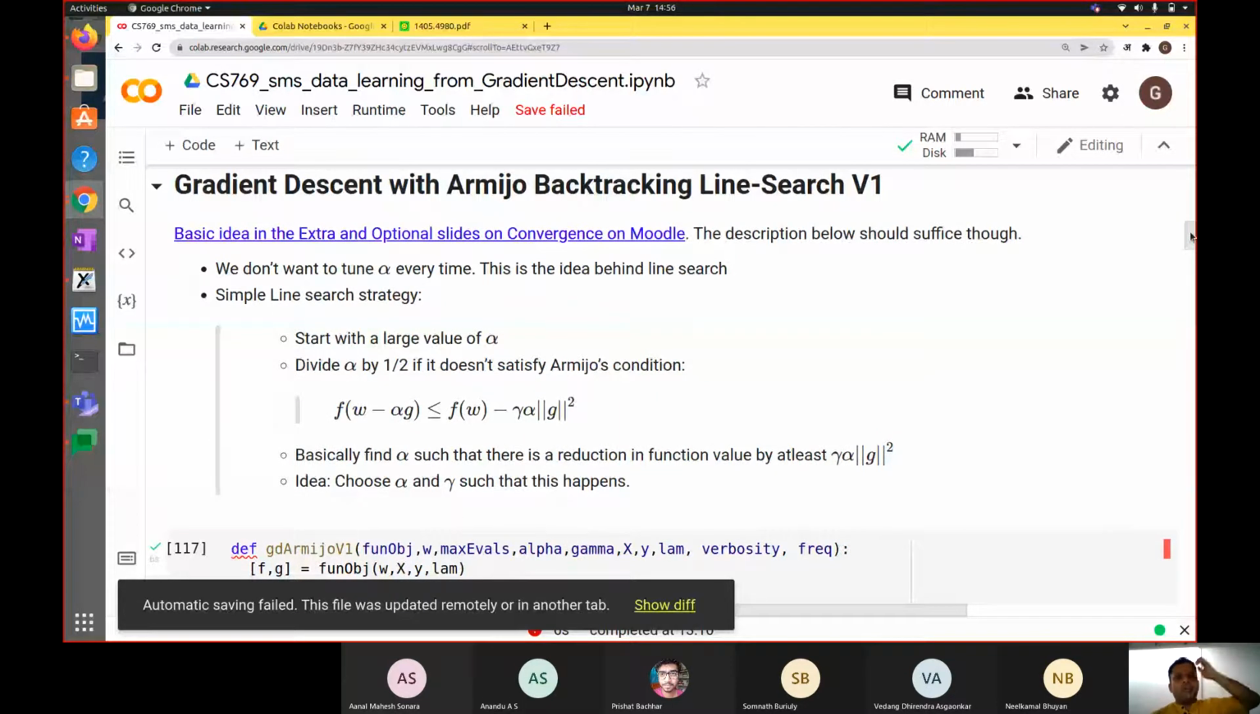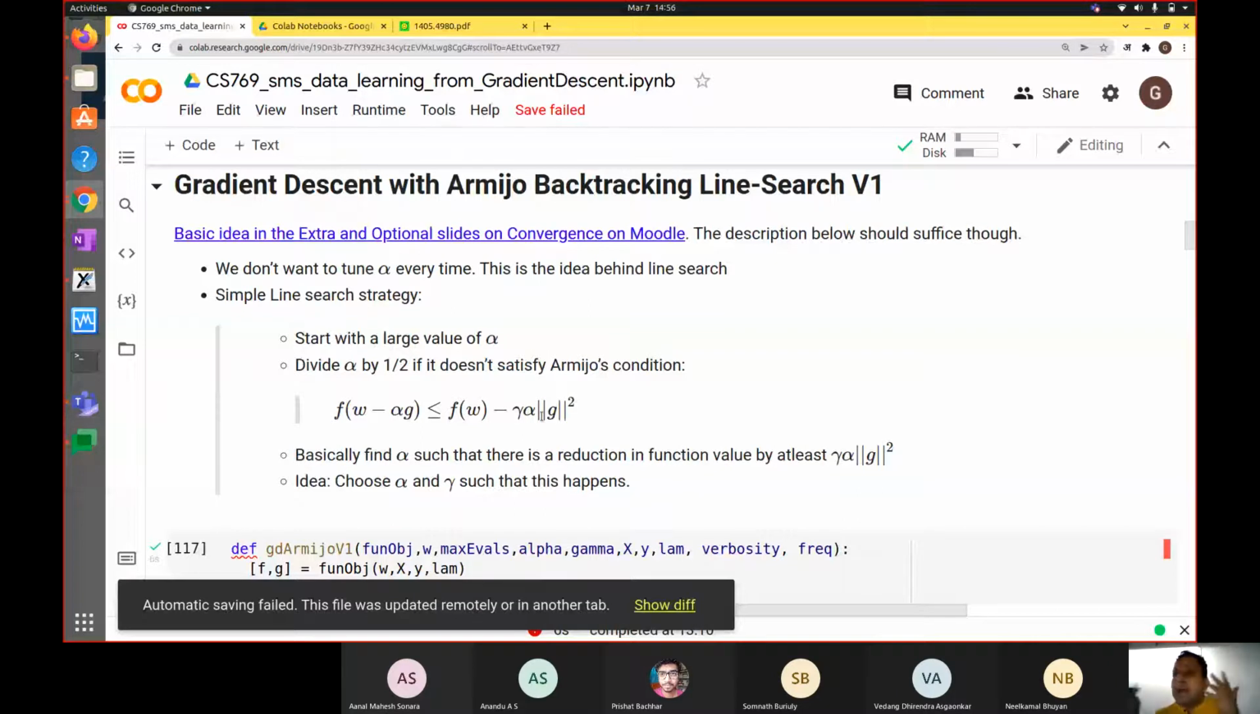So gradient descent with backtracking line search version 1. I have also written in LaTeX what these do. Simple line search strategy: start with a large value of alpha. This is the simplest. Divide alpha by half if it doesn't satisfy the sufficient decrease condition. The sufficient decrease is f(w minus alpha g), where g is the gradient and w is the current parameters. This should be less than or equal to f(w) minus gamma alpha norm g squared.